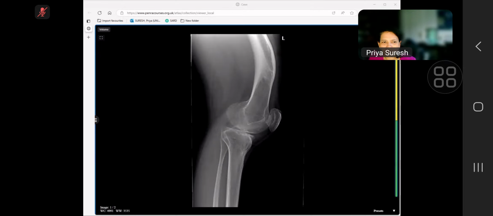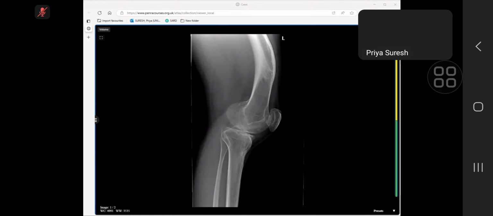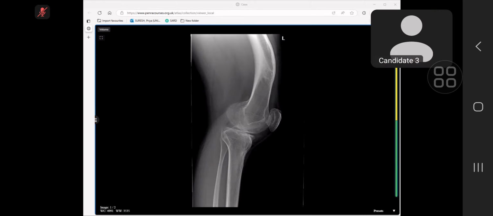So the next patient is coming with knee swelling. Okay, I'm provided with a lateral view of the left knee joint, including part of the femur and the upper part of the tibia and fibula. I can see there is a bowing deformity, anterior bowing of the left femur, and there is moderate sclerosis along the anterior as well as posterior aspect of the femur, and there is a small lucency noted within the mid diaphysis.